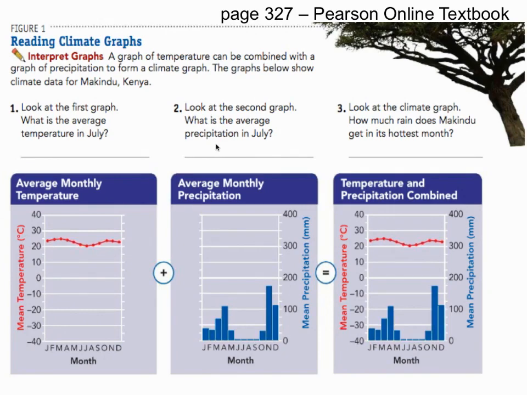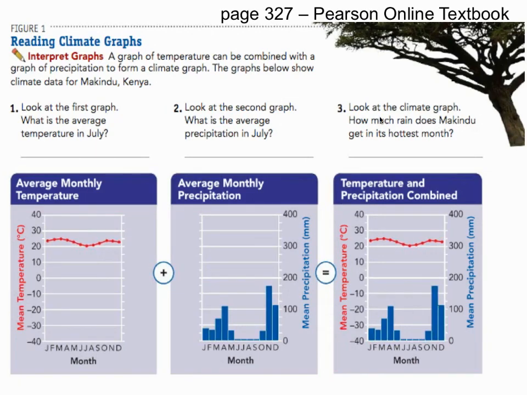Now it says, look at the second graph. What is the average precipitation in July? So we're looking at the axis label in blue now because we're looking at precipitation. And in July here, oh my goodness, it's really low, isn't it? Very close to that zero axis line. We would think that probably the average precipitation would be around 5 millimeters. And we're using millimeters and degrees Celsius as our SI units for these graphs.